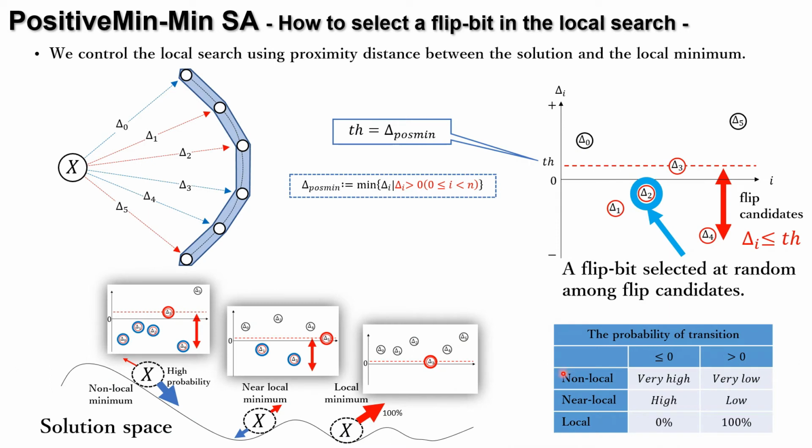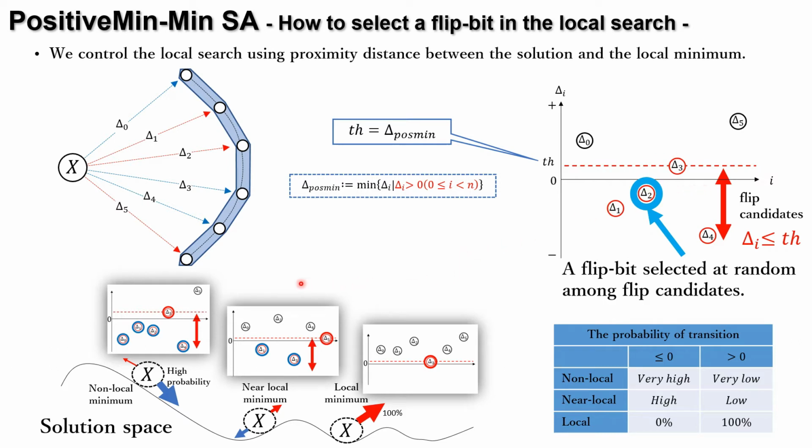Next, I'd like to introduce the positive min-SA algorithm. In this algorithm, we perform the local search without using a parameter like temperature. We perform the local search with the proximity distance between the solution and the nearest local minimum. The difference between this algorithm and the previous one is the threshold. We set the threshold to the smallest value of the positive delta. That leads to performing the search with the proximity distance like this figure.